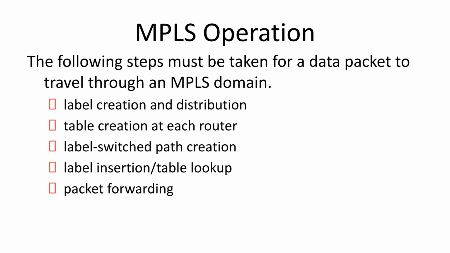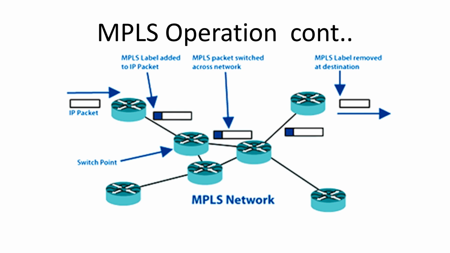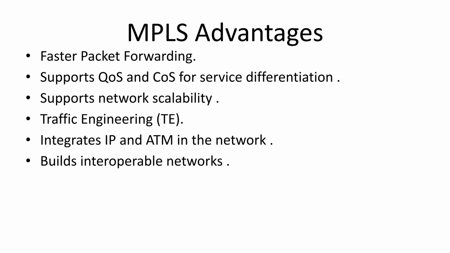For a data packet to traverse an MPLS domain, several steps must occur, including label creation and distribution, table creation at each router, and label switched path creation. This is followed by label insertion, table lookup, and finally, packet forwarding. This slide is a continuation of the previous one and pertains to MPLS operation.